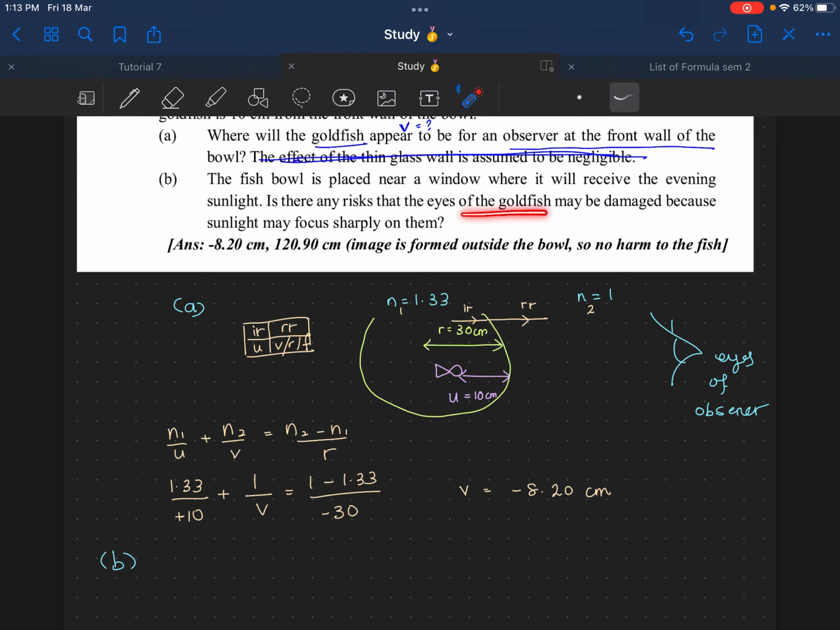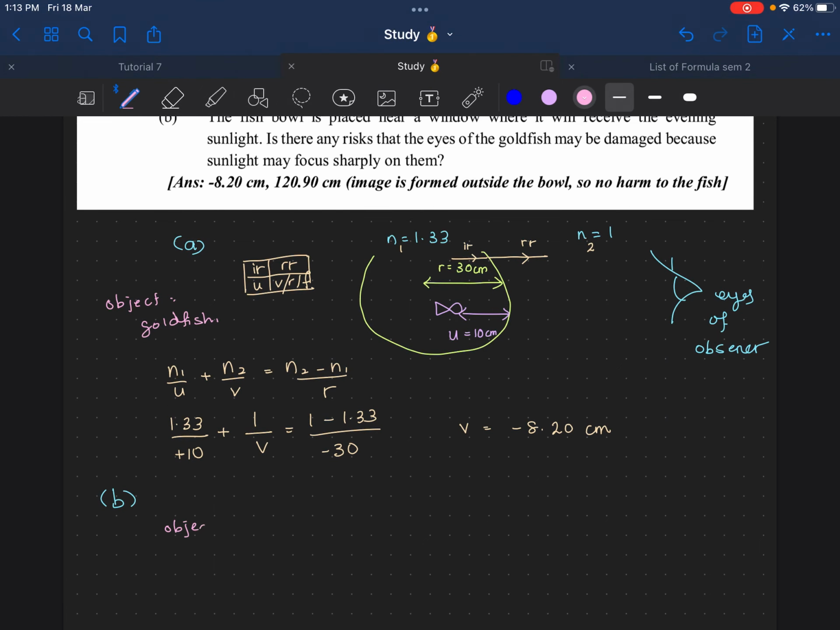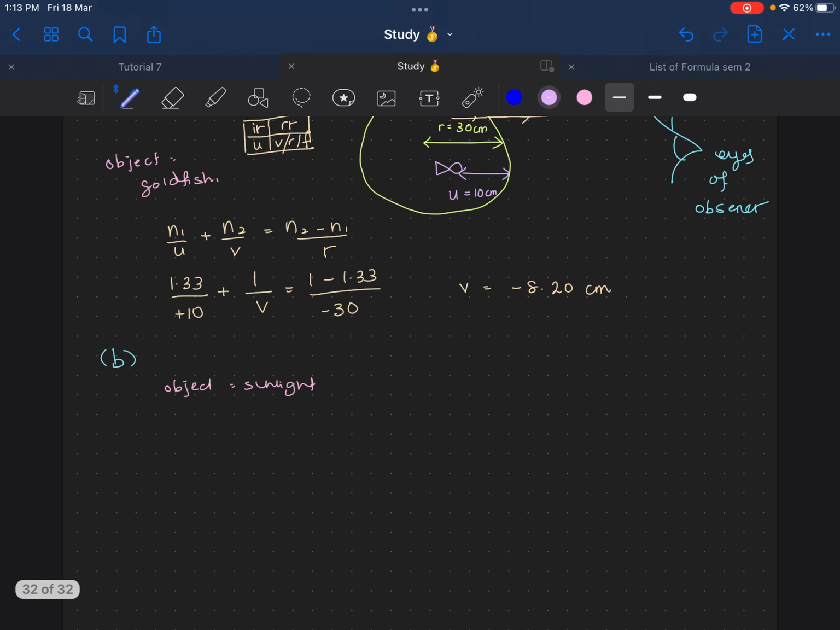So what will the goldfish see? This is where the object is now not the goldfish, because the goldfish is observing your object. Your object is the sunlight. Earlier, your object was the goldfish. Now your object is the sunlight, because the question asks what the goldfish sees from the sunlight, and will its eyes feel pain? So the object is the sunlight. How do we do this kind of question? You may have no idea, but it's okay.